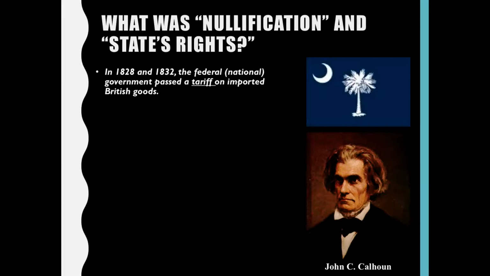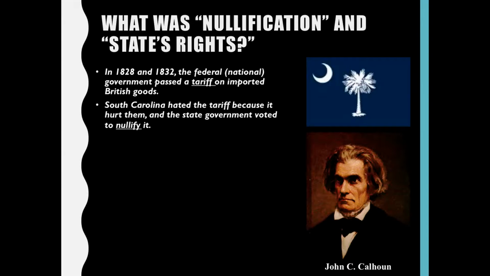In 1828 and 1832, the federal government, which is our national government in Washington, D.C., passed a tariff on imported British goods. And tariff was also a vocabulary word back at the beginning of the semester, and a tariff is a tax on things brought into the country. And import is a word that means to bring things into the country from outside the country. So there was a tariff on things brought in from Great Britain, a tax.